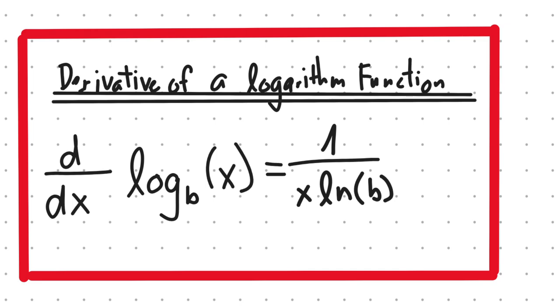In this video we're going to talk about the derivative of a logarithm function: the derivative of any logarithm function of base b of x is equal to 1 over x times the natural log of b. Now the natural log of b is always a very important concept in mathematics, and today I'm going to talk about the reason why, and the limit of Euler's number.